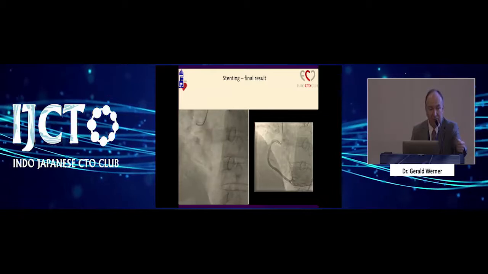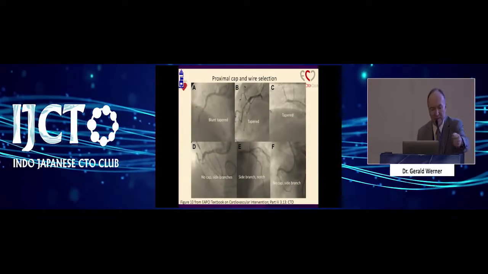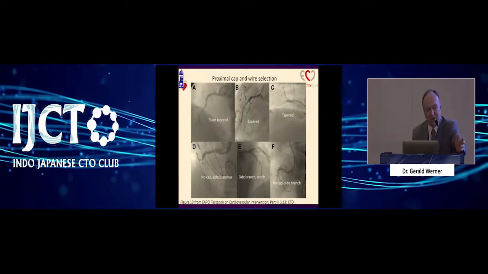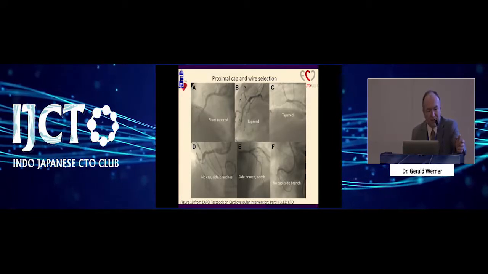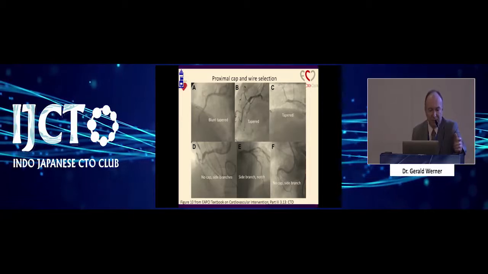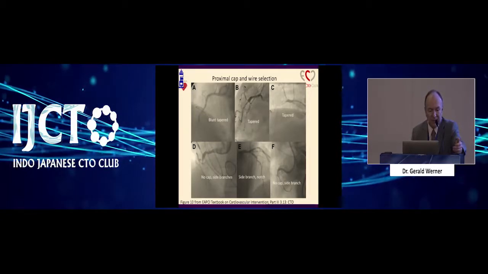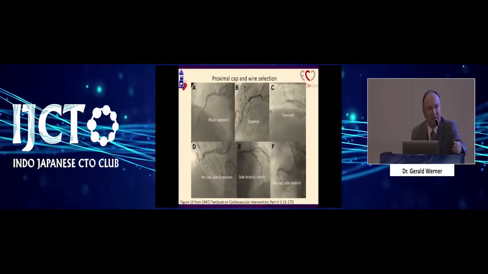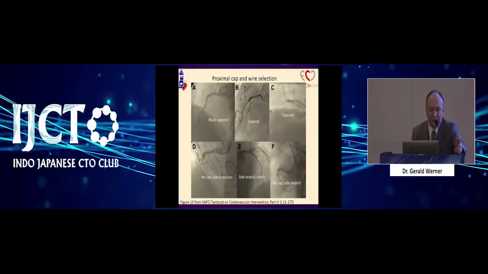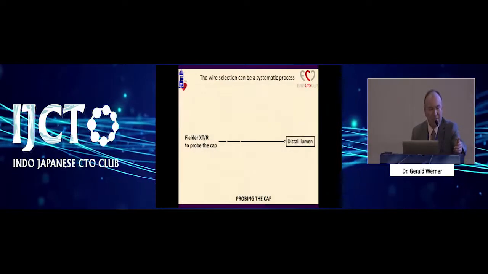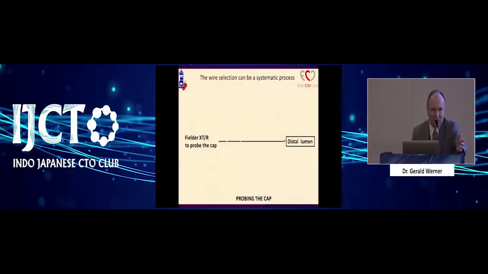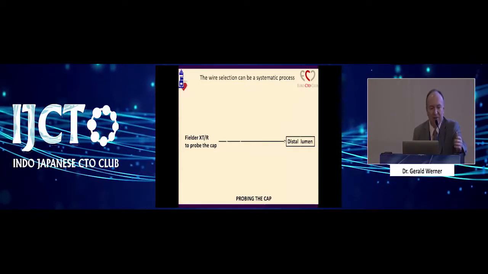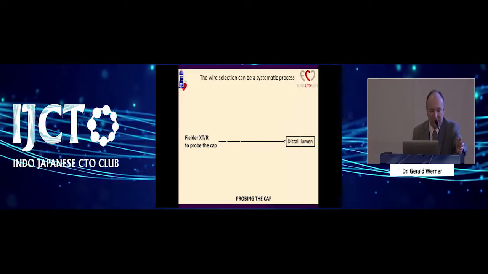And I thought I need to do this patient actually retrograde. So, which wire to start with? You look at the proximal cap. Is it blunt, tapered? Is there a side branch? These are the different categories to decide which wire to start with. But basically, in most of the cases, I don't look at this. I always start with the XT or XTR, just to probe the cap.